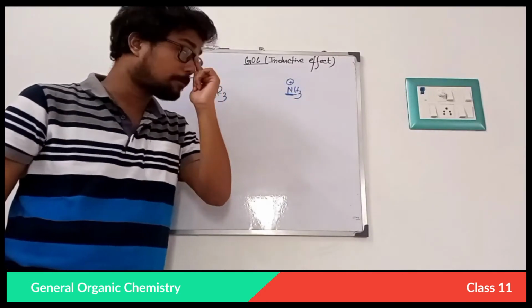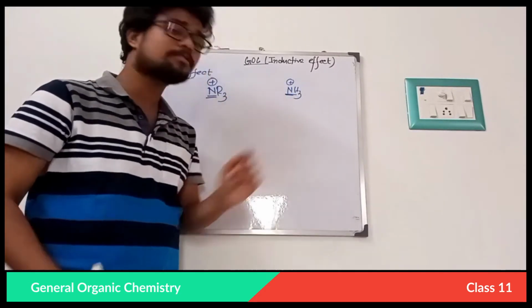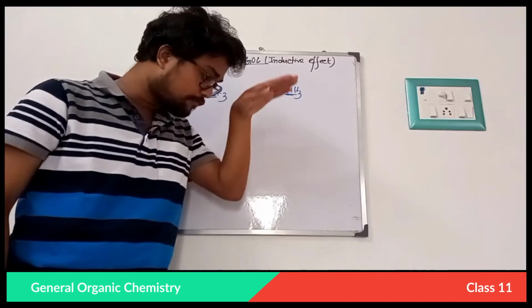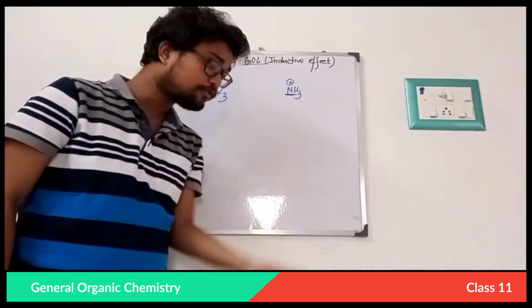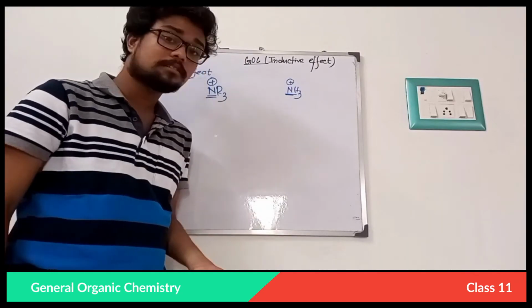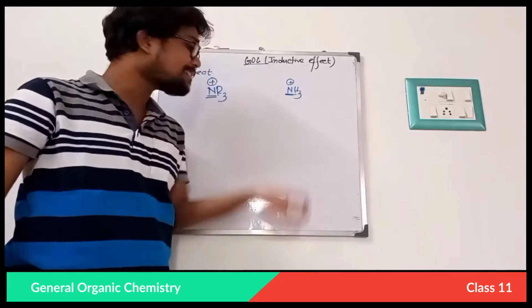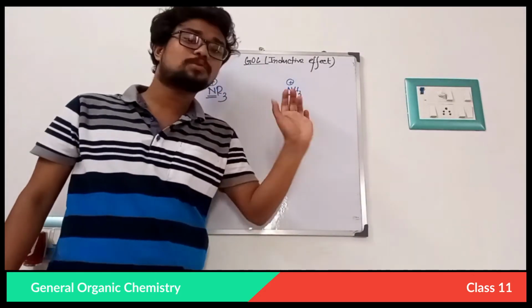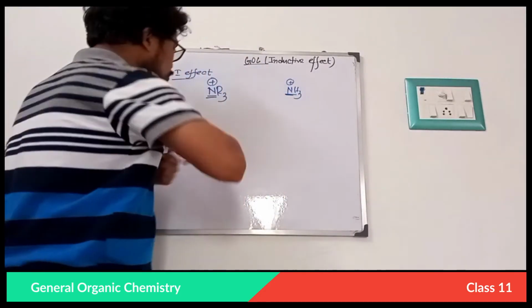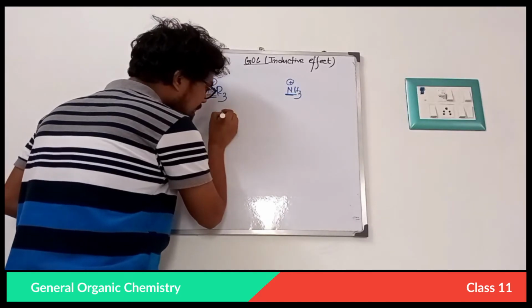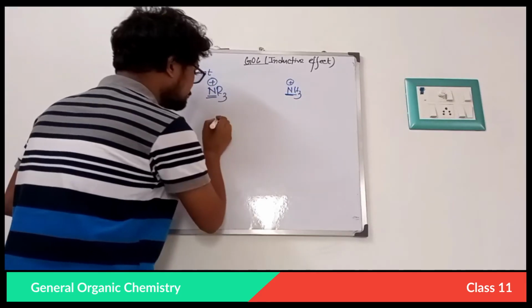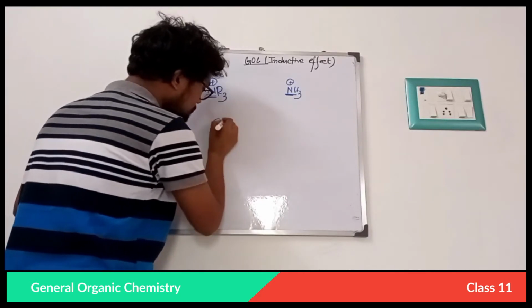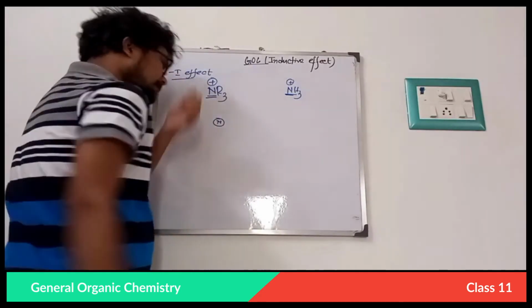So what happens? If N is an element of period 2, then it is very small in size, because we know that from top to bottom the number of shells increases, and that is why the size also increases. But N is an element of period 2, and the size is very small. So I can consider this N. Here also this is N.